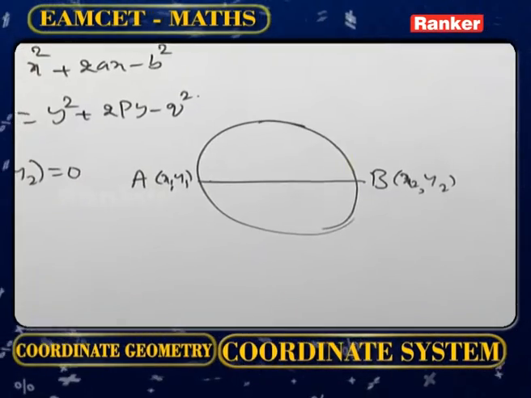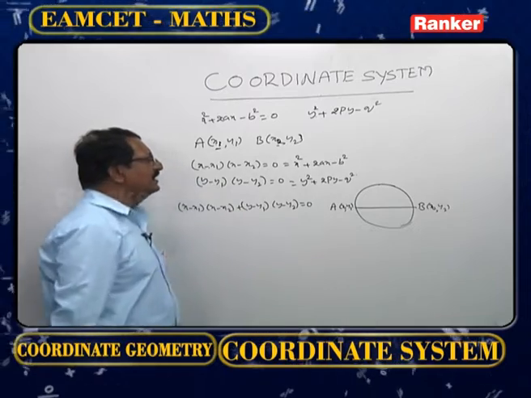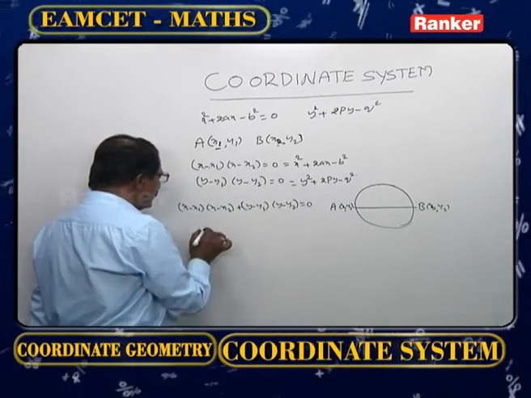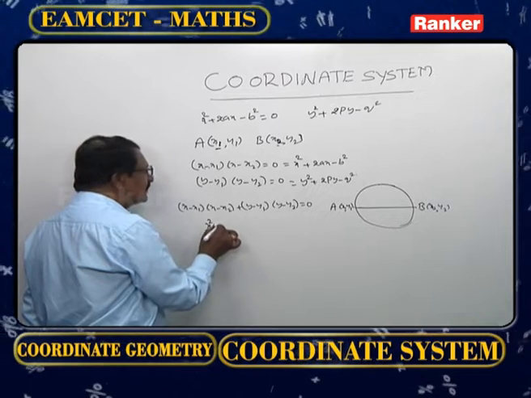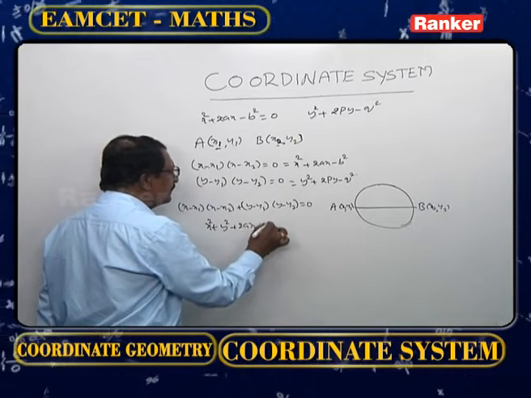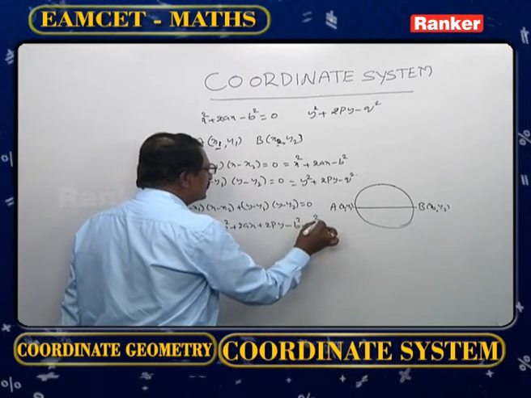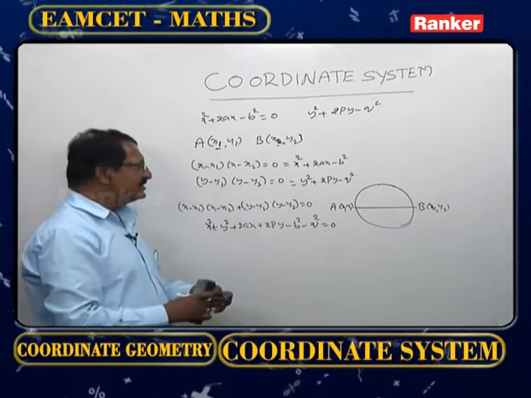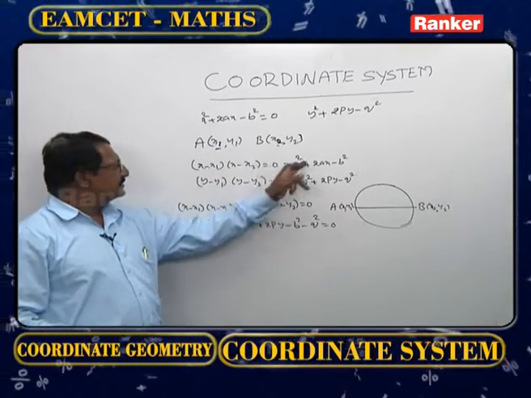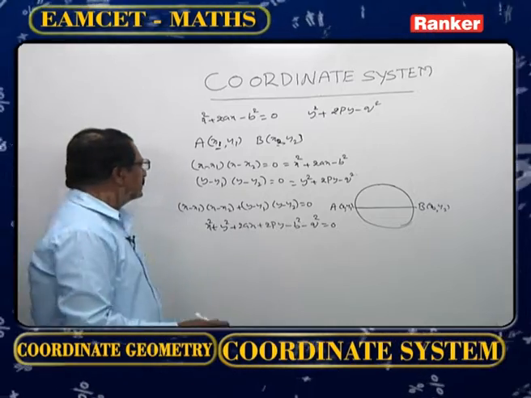Adding the given two equations, we get the equation of the circle with AB as diameter. Now the equation of the circle with AB as diameter is x square plus y square plus 2ax plus 2py minus b square minus q square equals 0, just by adding the two equations.